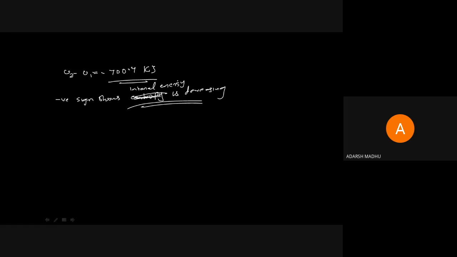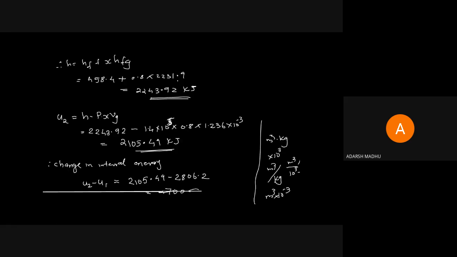In the second case, the dryness fraction is given. So the equation will be U equals H minus P into X into Vg. Here you want to find H, the H of the saturated state: HF plus X into HFG. That is the equation of H. If it is S, it is SF plus X into SFG.